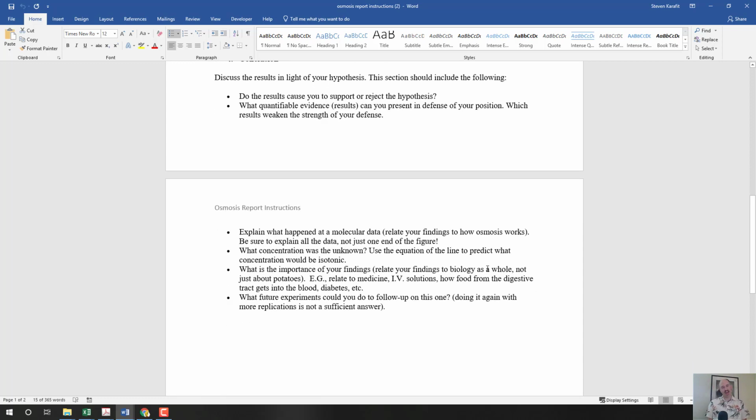Explain why the data happened then. I don't mean by saying when potatoes were put in sugar they lost mass. That's not an explanation. That's a description. Why did it happen? From the molecular level. Don't just say osmosis happened. Explain what was going on with water molecules and sugar molecules to cause those trends to occur. Do this thoroughly. Do this well. Explain it.